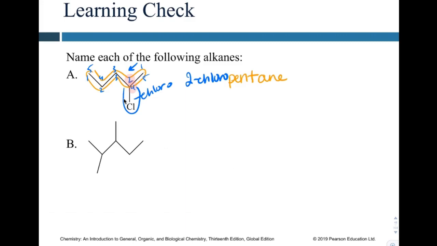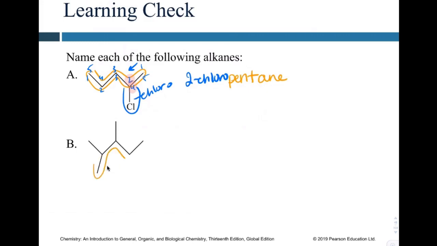All right, for this one, now we got to count our main chain. This one's a little more complicated. So we have options for main chain. We got 1, 2, 3, 4, then 1, 2, 3, 4, 5, then 1, 2, 3, 4, and 1, 2, 3, 4, 5. So it doesn't matter how we count this or this in the main chain, we still have 5. So let's circle our main chain.